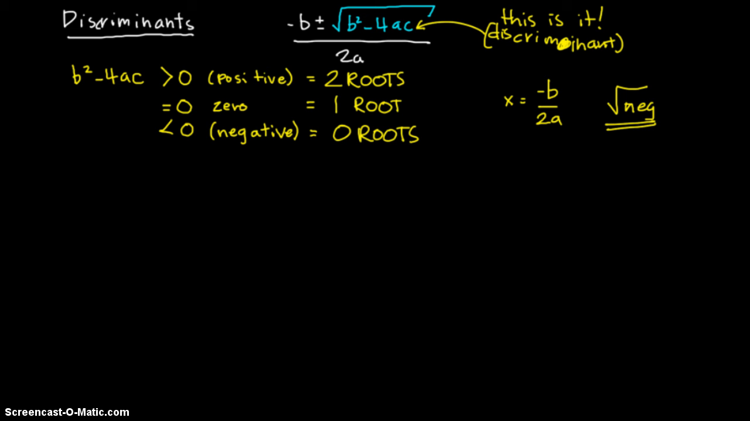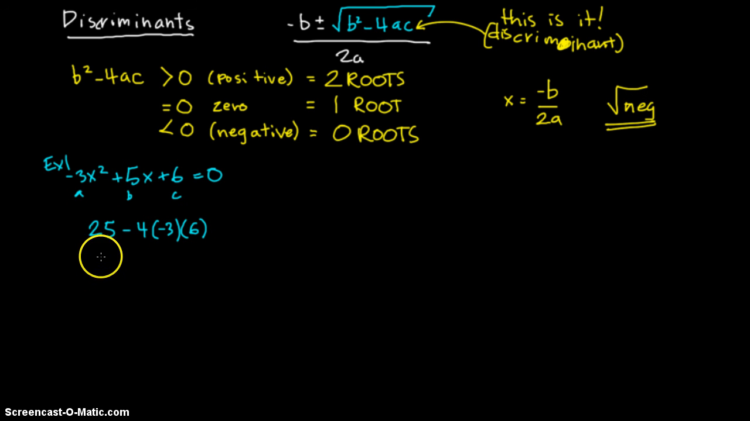Okay, so let's just do something really quick, just to make sure we get an understanding of what we're up to. For example, number 1. I have negative 3x squared plus 5x plus 6 equals 0. So here's my a, here's my b, here's my c. All I'm going to look at is the discriminant. So b squared, that's 25, minus 4 times a, which is negative 3, times c, which is 6.